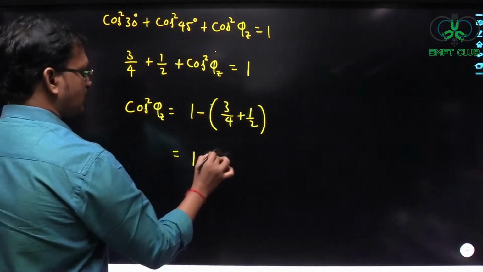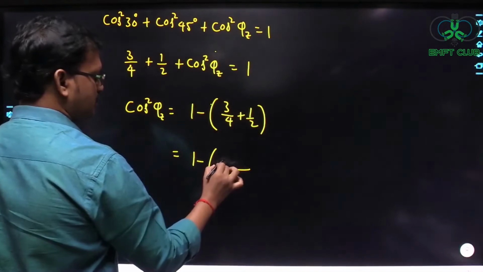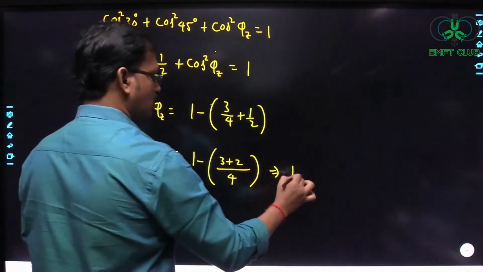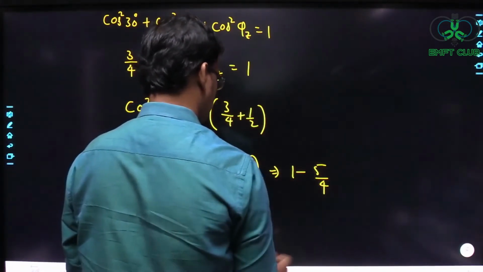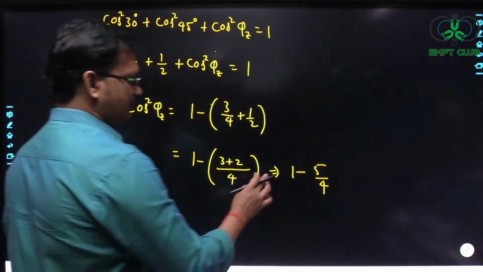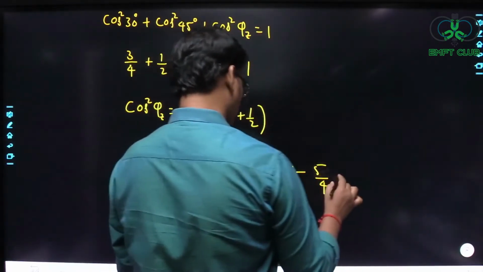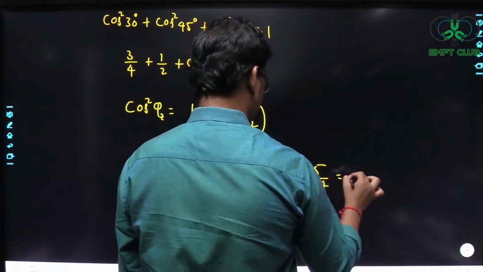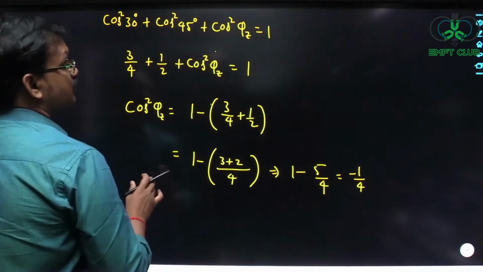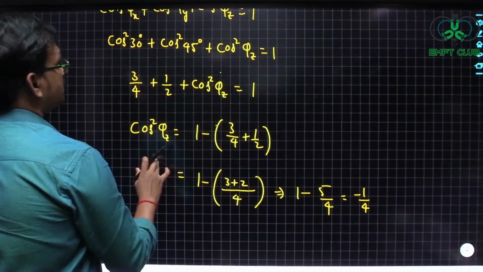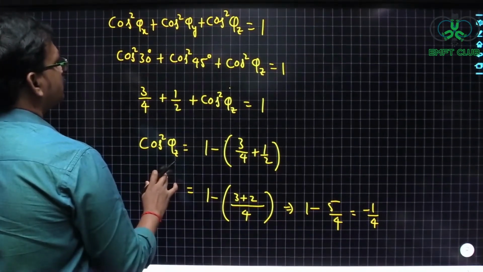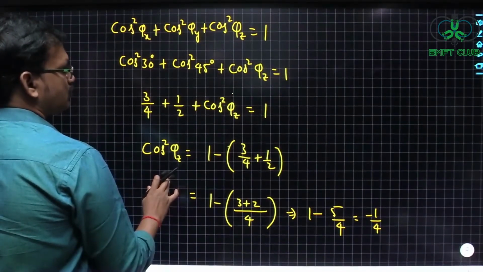So that is equivalent to 1 minus of, okay, so 4 here, 3 plus 2, so 1 minus 5 by 4. So that is 4 minus 5, that is minus 1 by 4. Cos square 30 degrees, cos square 45, root 3 by 2 is 3 by 4, 1 by 2, right.